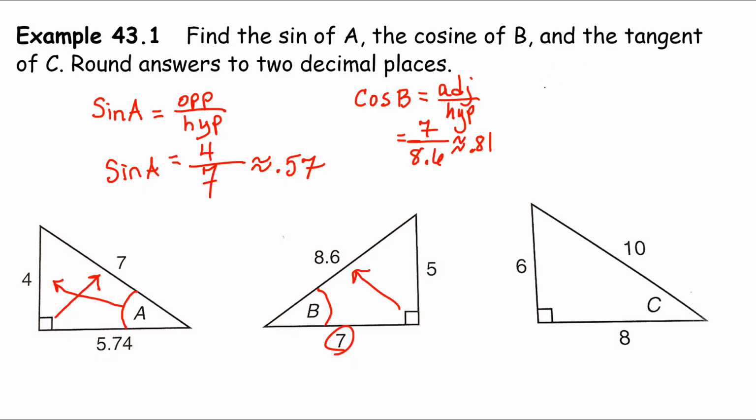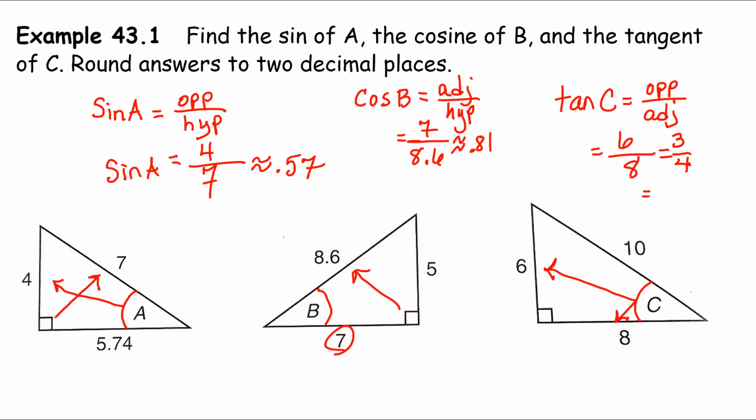All right. If you are looking for the tangent of C here, tangent of C is equal to opposite over adjacent side. So what is that? If you're looking at C, the opposite side is 6. The adjacent side is 8. And so that is 3/4, which you know is 0.75. Okay, so that's just practicing what the ratios are.